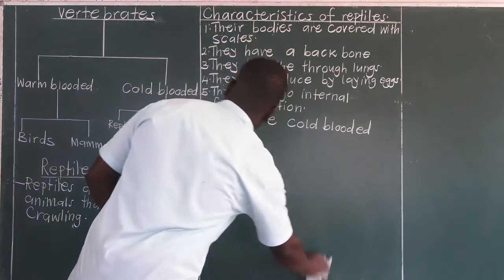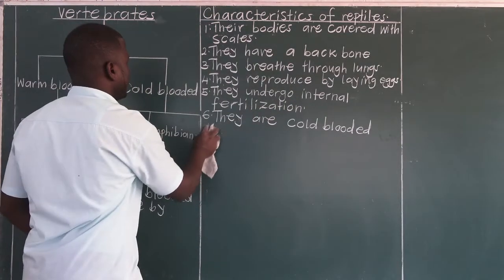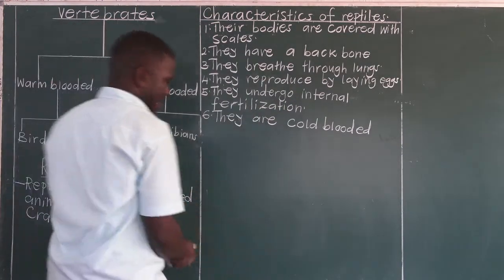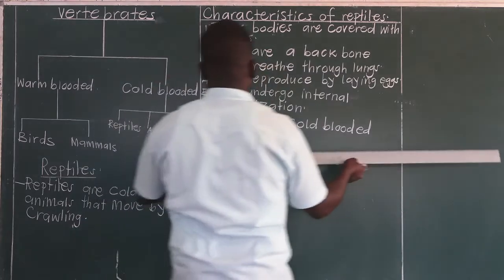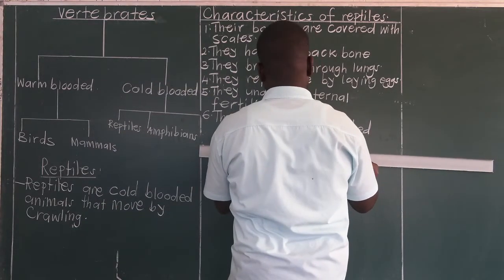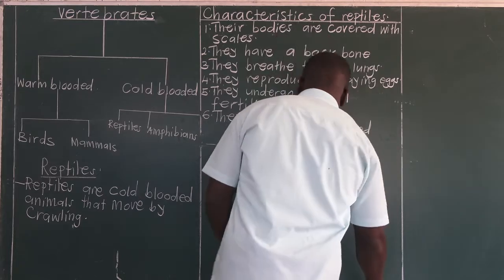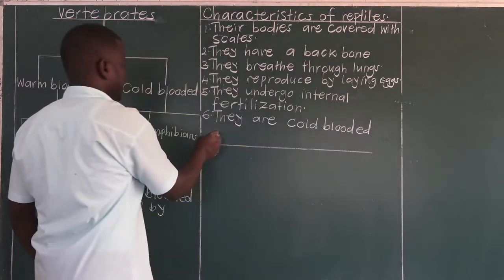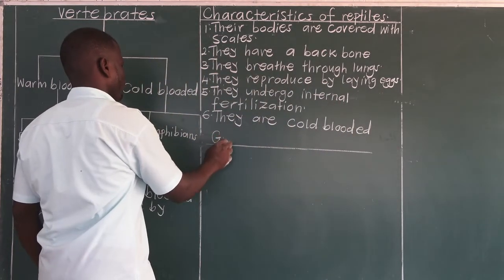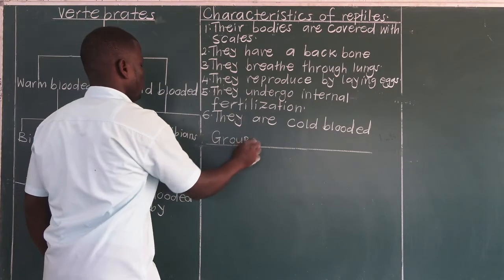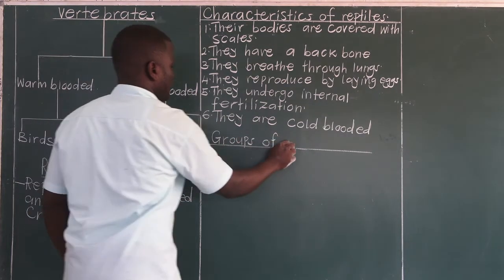So these are the characteristics of reptiles. Next, look at groups of reptiles. Reptiles are grouped into around five groups.